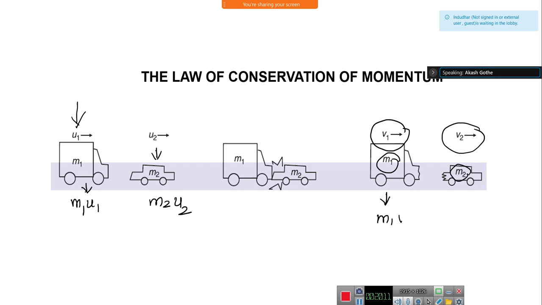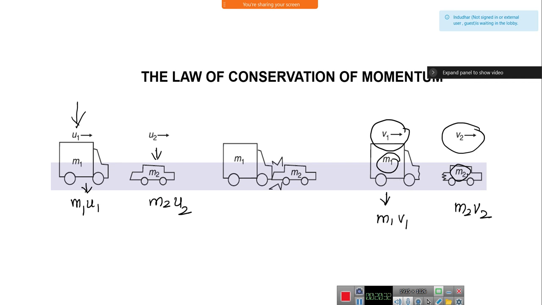M1 into V1, for M1 and M2. And what is the momentum of this vehicle? M2 into V2. Right. You have properly understood now. Now we will come back to what is the conservation of momentum.